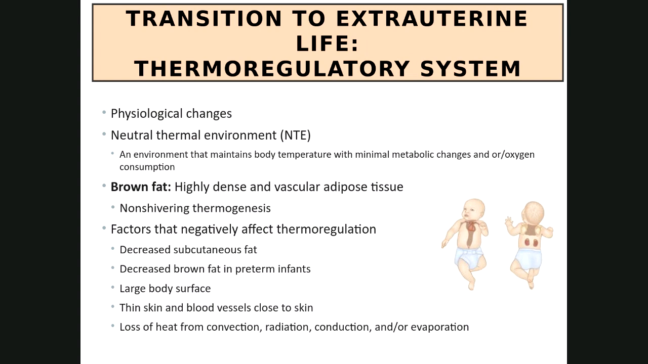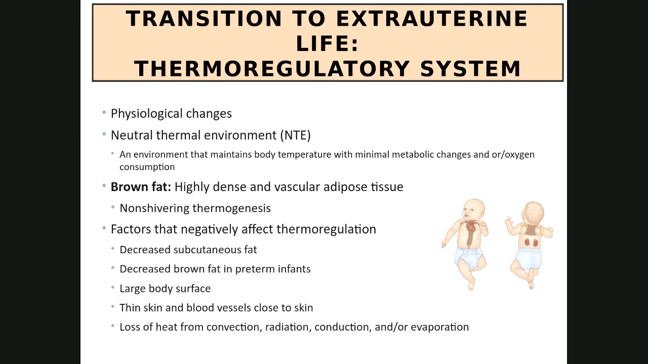So how are they maintaining their body temperature? Because that's what you do when you get cold, okay? Right. So babies have this thing called brown fat. It's a highly dense and vascular adipose tissue, okay? And they're born with it. And this little photo kind of highlights where it is in their body, sort of. And they are born with it, but once they use it, it's all gone.